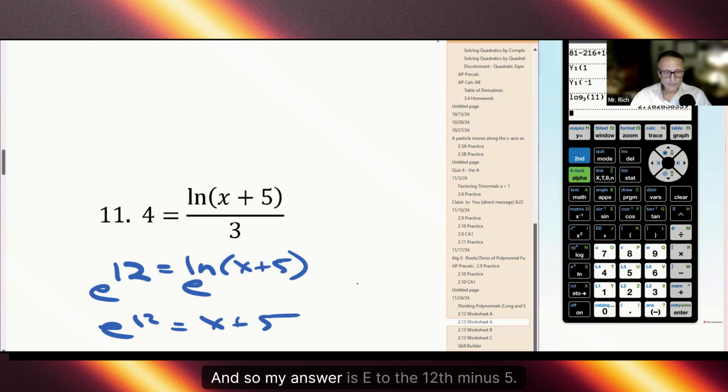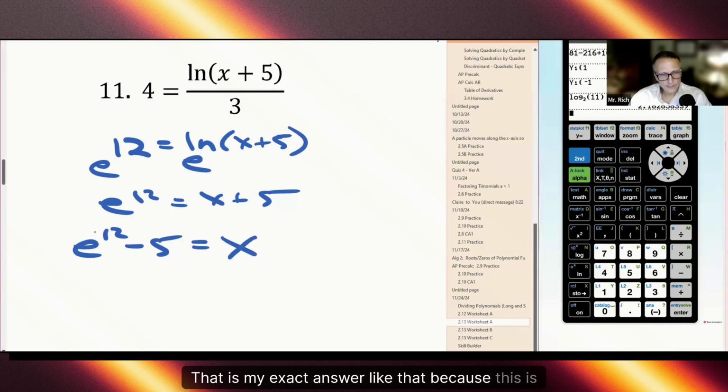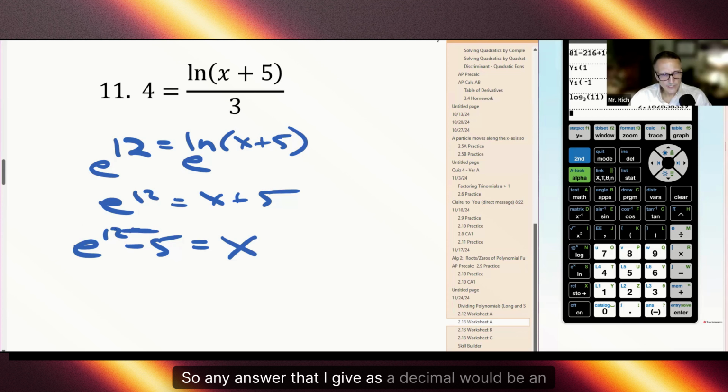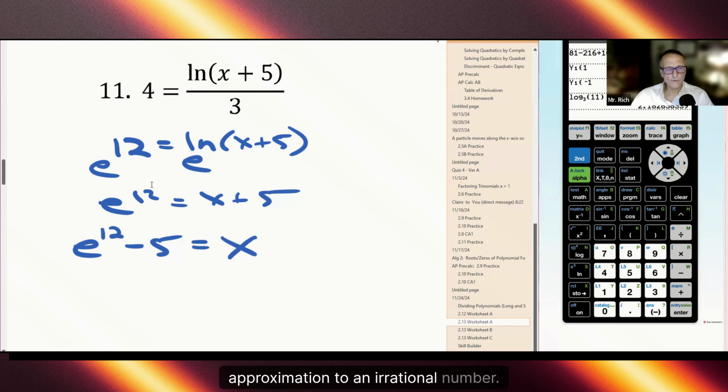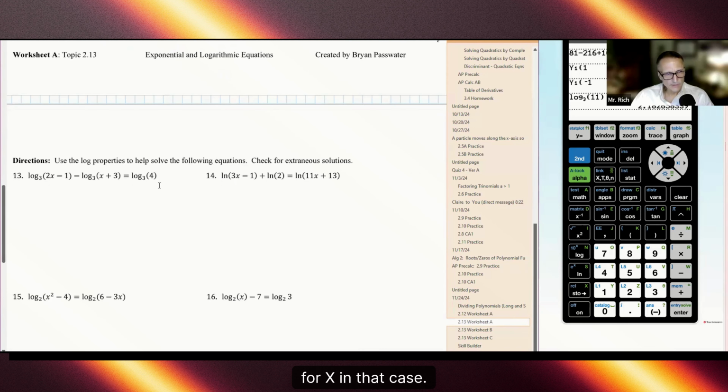And so my answer is e to the 12th minus 5. That is my exact answer like that, because this is an irrational number. So any answer that I give as a decimal would be an approximation to an irrational number. So that is how I solve for x in that case.